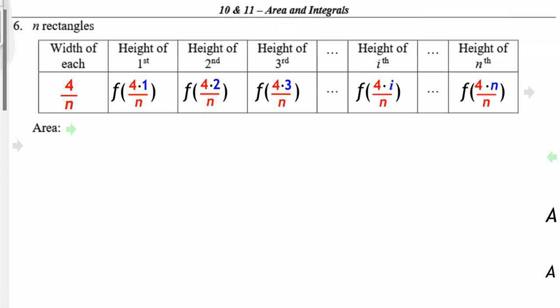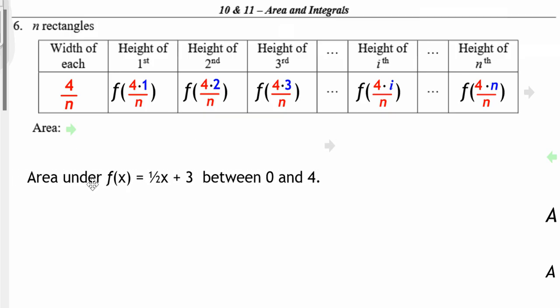So we're still thinking about the same function, and I think this is the function. Yep. So this is the question. We want to find the area under this function, 1/2 x plus 3, between 0 and 4. Good?